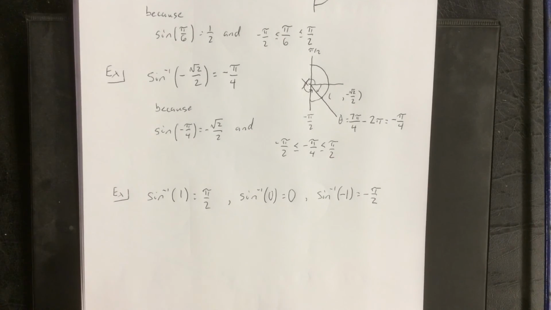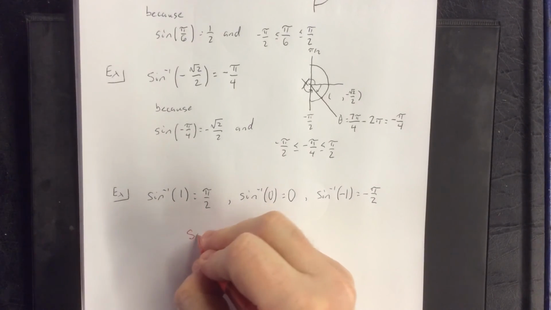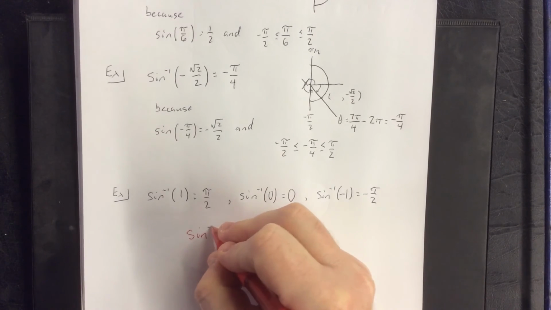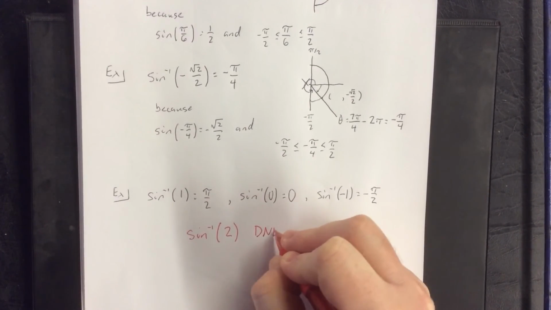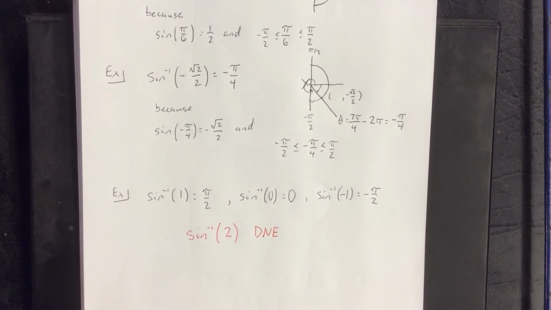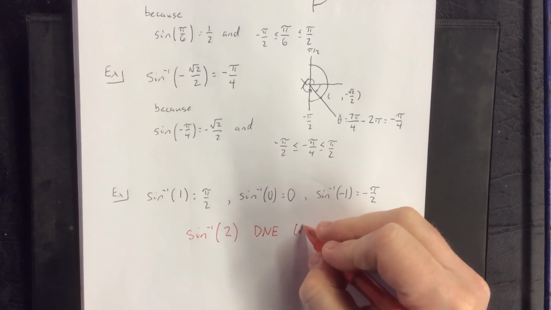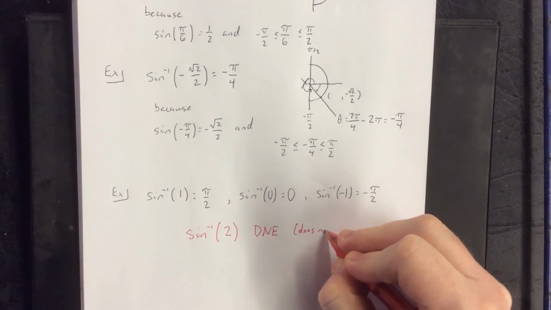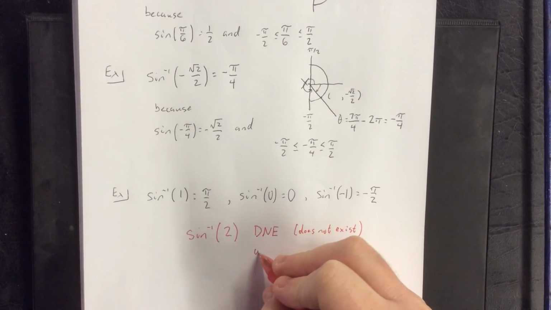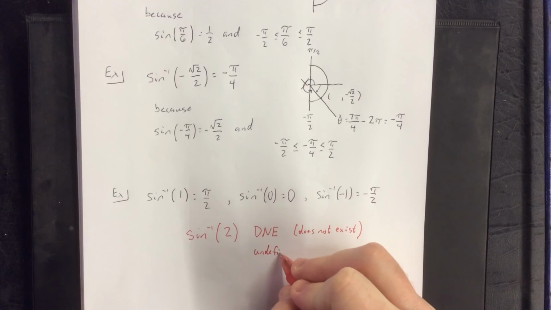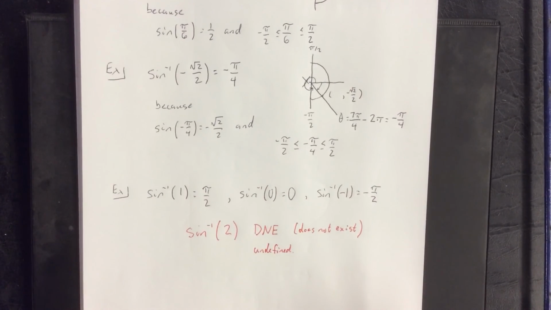Now with those things in mind, if I were to ask for the arc sine of something outside of the domain of negative 1 to positive 1, you could tell me a very easy answer after that. That very easy answer would be DNE, which stands for does not exist. You could also call it undefined. That would work as well.